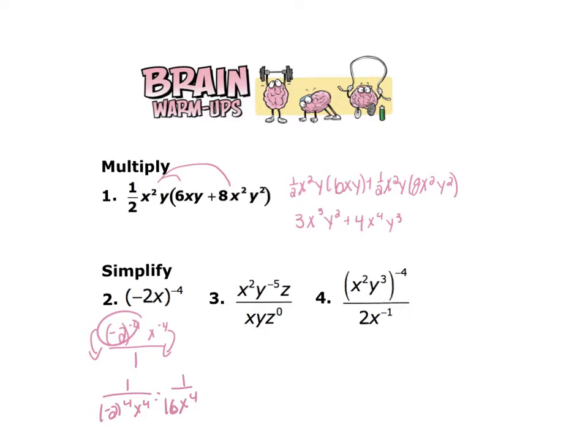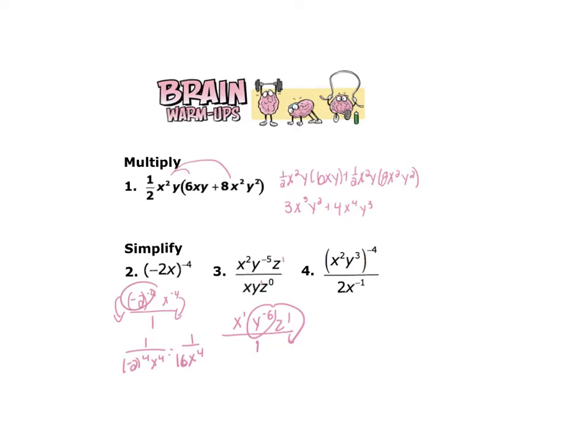Then remember here, I'm going to do some division property things. So remember, when I have a division property, I can subtract my exponents. So x squared divided by x, I can subtract those exponents to get x to the first. Y to the negative fifth divided by y to the first becomes y to the negative sixth. Z to the first over z to the 0 is z to the 1. And remember, I am going to have to move this y to the negative sixth down to my denominator, so I get x z over y to the sixth.